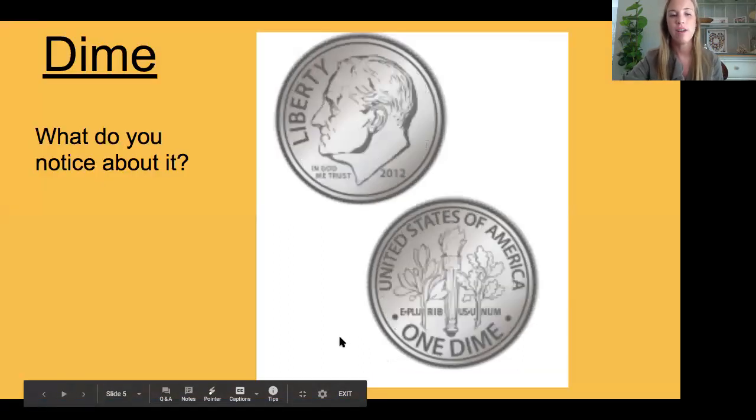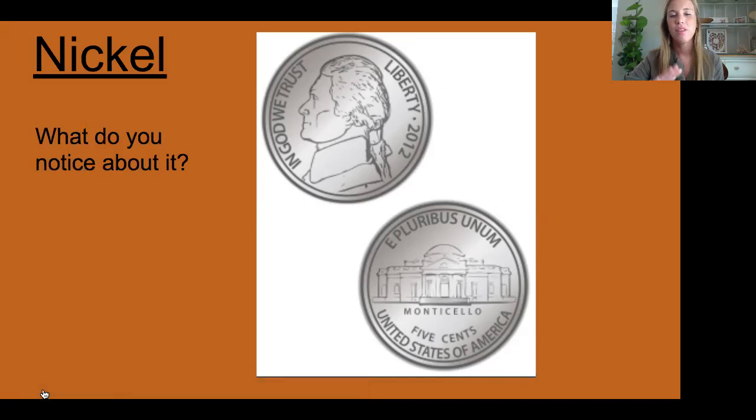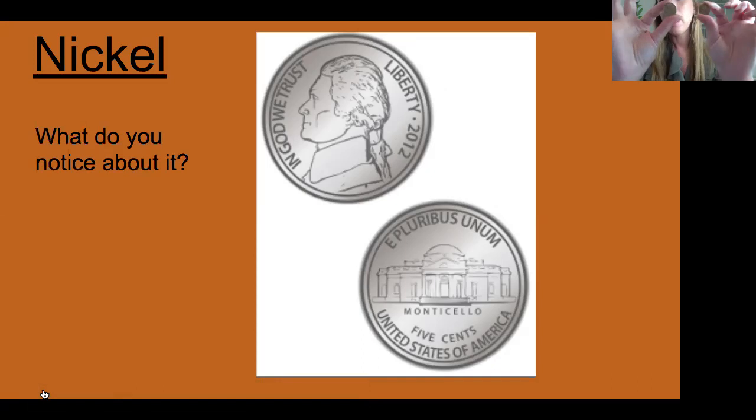This coin is worth 5 cents. It's a little bit larger than the penny is. So to show you in comparison, I've got a penny here and a nickel here. So it is larger and it is worth more.